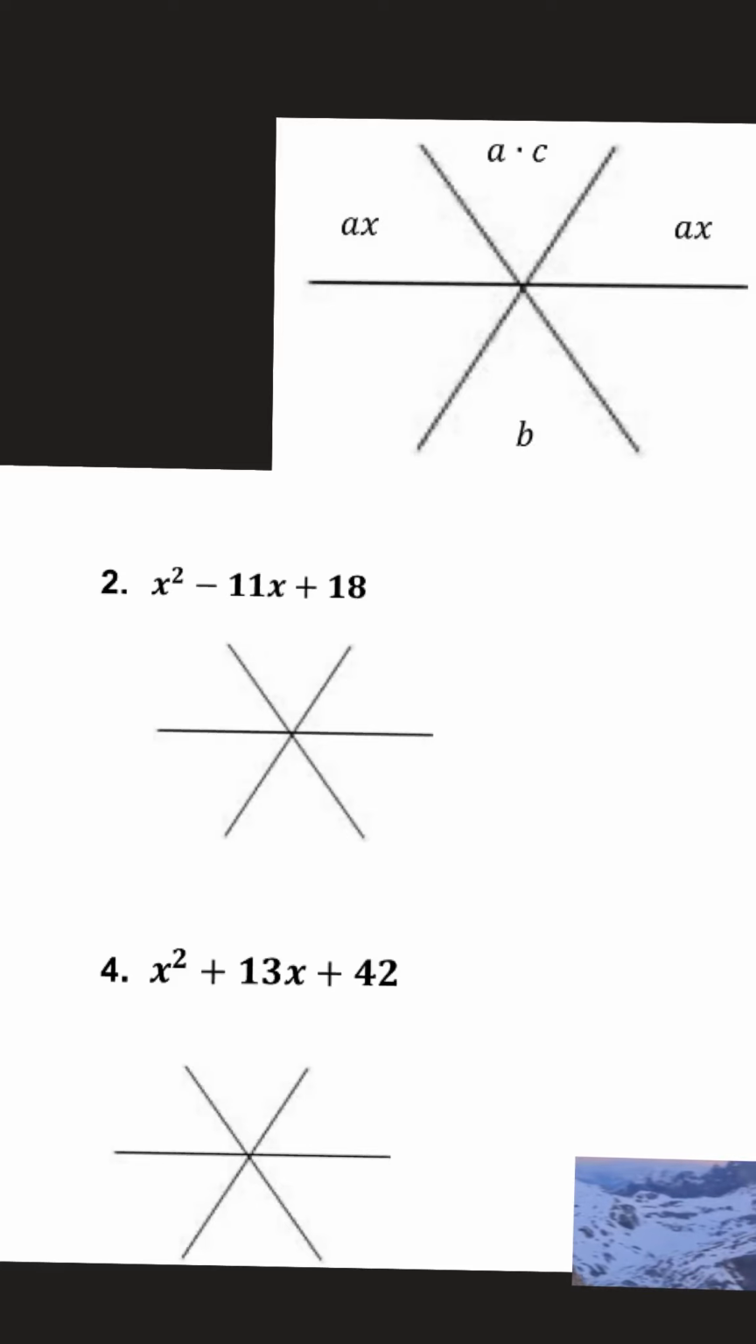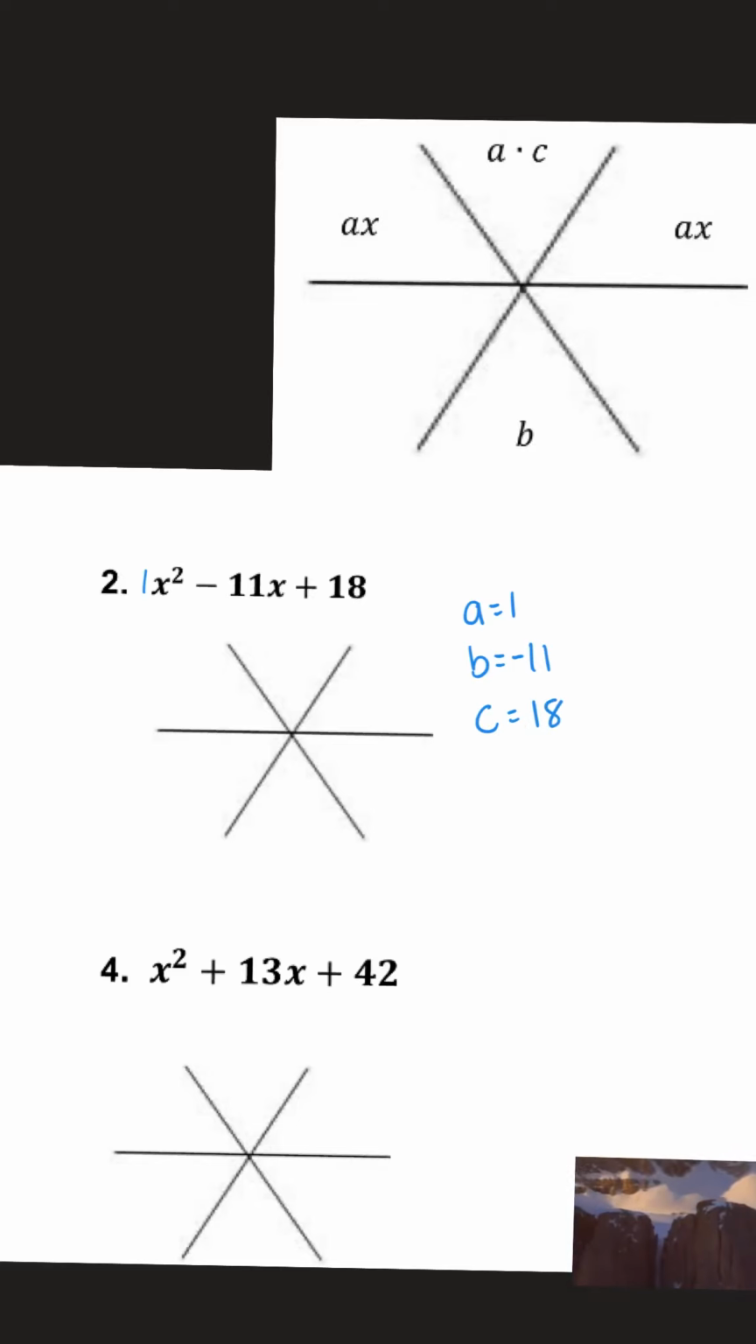Okay, so doing number 2 now, we're going to list our A, B, and C again. So my A is 1. My B is my second coefficient, so negative 11. And my C is 18.